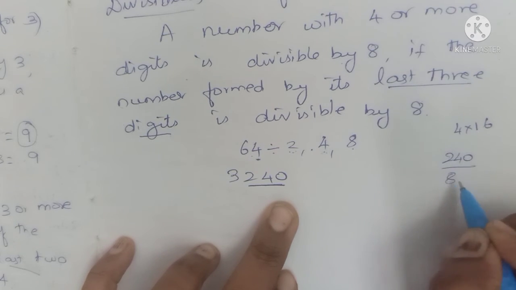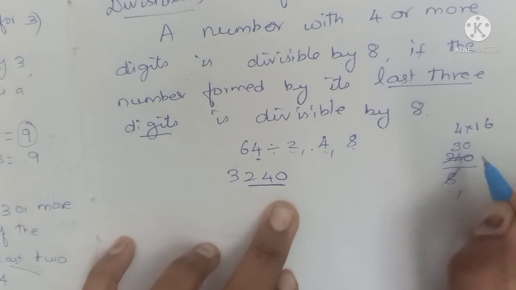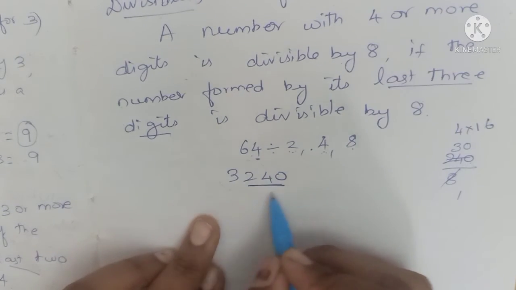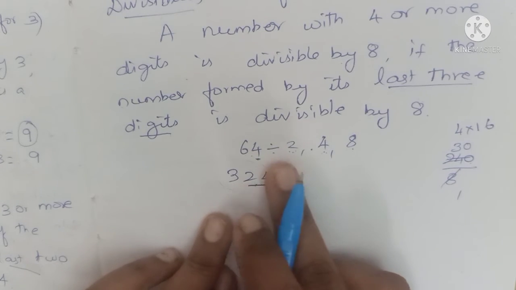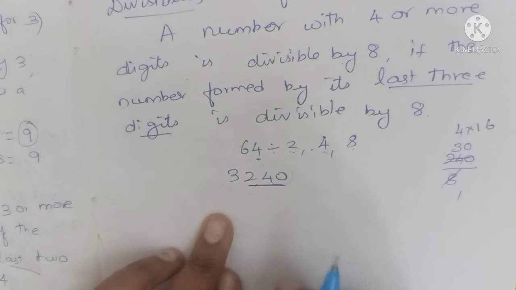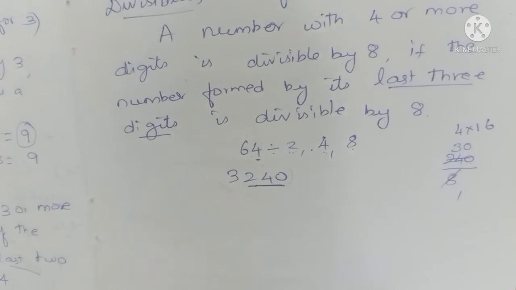Will it go in the 8 table? 8 ones are 8, 8 2s are 16, 8 3s are 24, 0. So we say that the entire number is divisible by 8. If the last 3 digits are divisible by 8, then the entire number is divisible by 8. So in this way we have to find the divisibility test for 8.